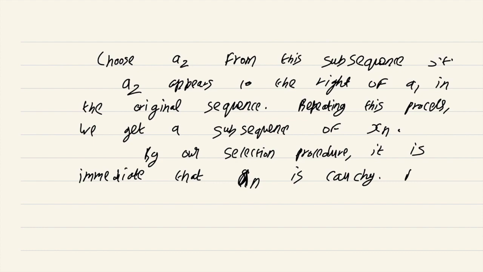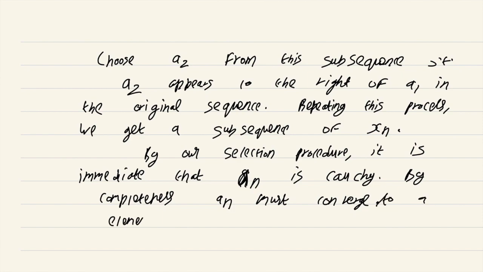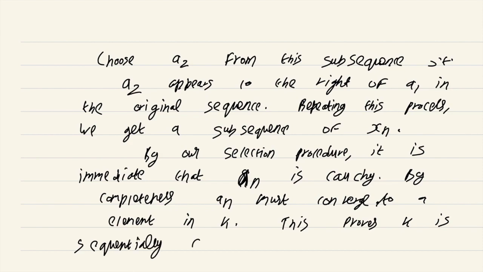Now by completeness, an must converge. Remember, an was a subsequence of the original sequence. We have shown that it converges, and it must converge to an element in K simply because K is complete. Proving this proves K is sequentially compact. So a bit of work is required for this part. You have to consecutively choose these terms an in such a way that it's a Cauchy sequence.